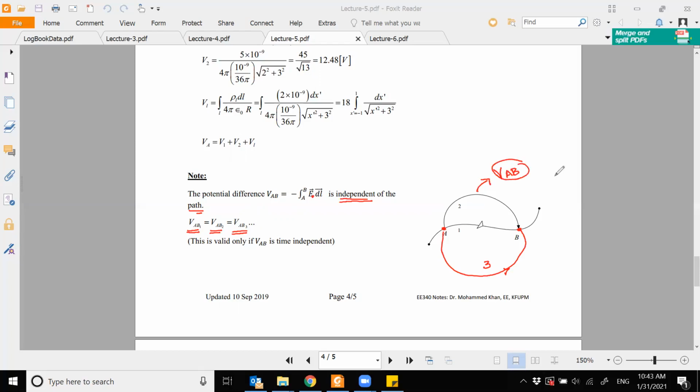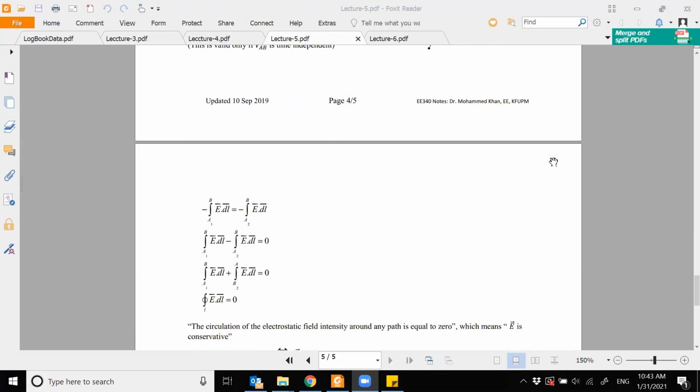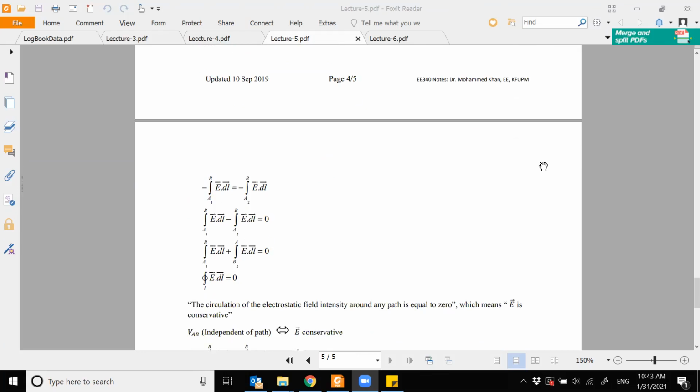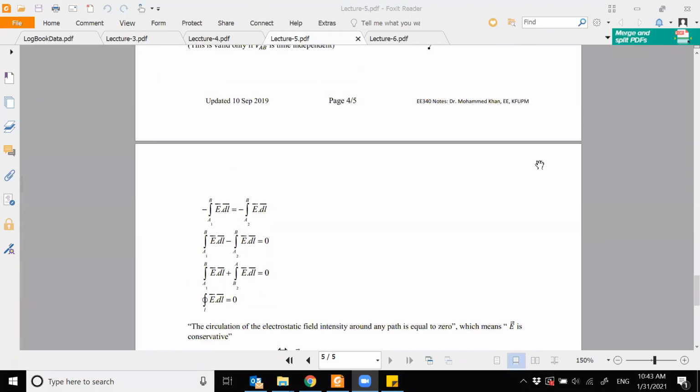And that is why, if they are independent of path, then from our vector fields, you will see the following. That is coming later.